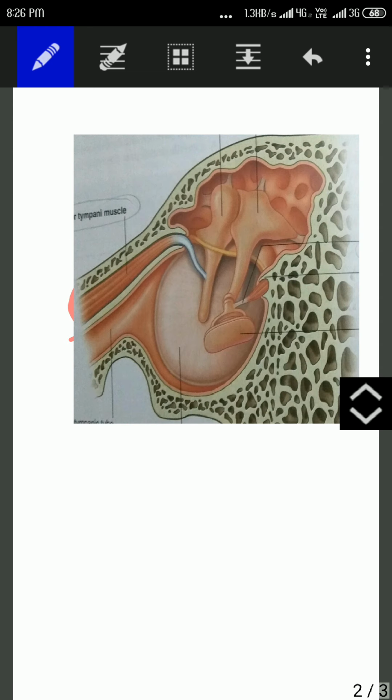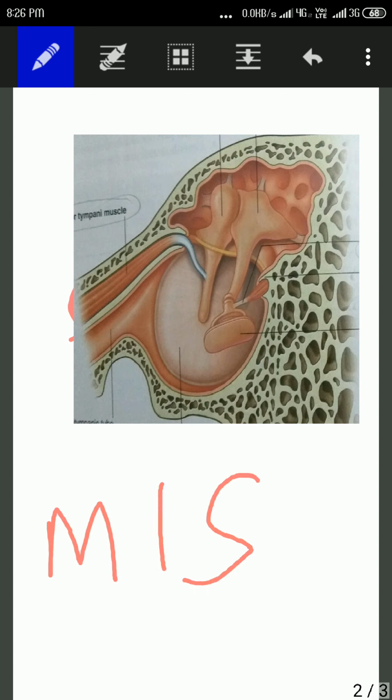So guys, this is the lateral wall of the middle ear. Here this is the tympanic membrane, which I am marking. The middle ear consists of 3 bones and 2 muscles. Let's talk about the bones first. The 3 bones are malleus, incus and stapes.